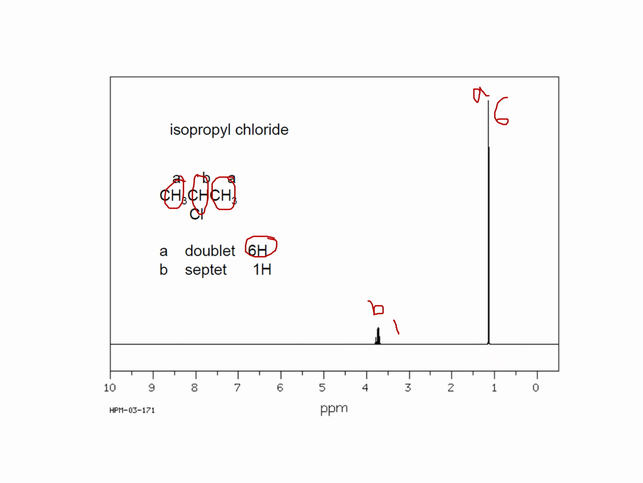Suppose it is 1 inch and it is 6 inch. But it would be a septet. Why septet? Because of the 6 hydrogens, 6 plus 1 is equal to 7, so it would be a septet. If you zoom in, you will find out that there are 7 peaks. So 5 6 7, so septet. If you zoom in, you will find this. A septet is drawn in that manner.